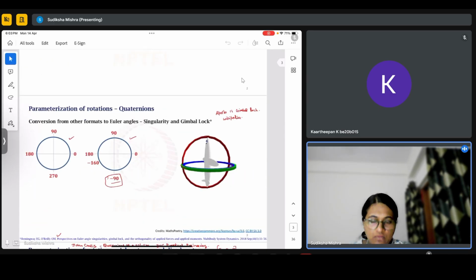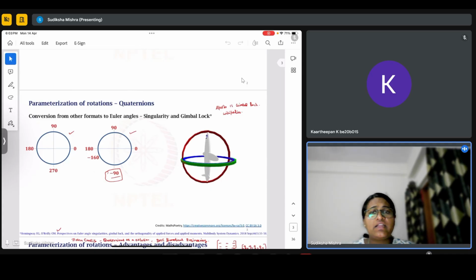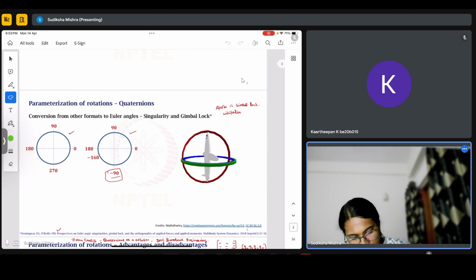Okay. So last week we saw that there are three different ways to parameterize the rotations. Those were rotation matrices, Euler angles, and quaternions.